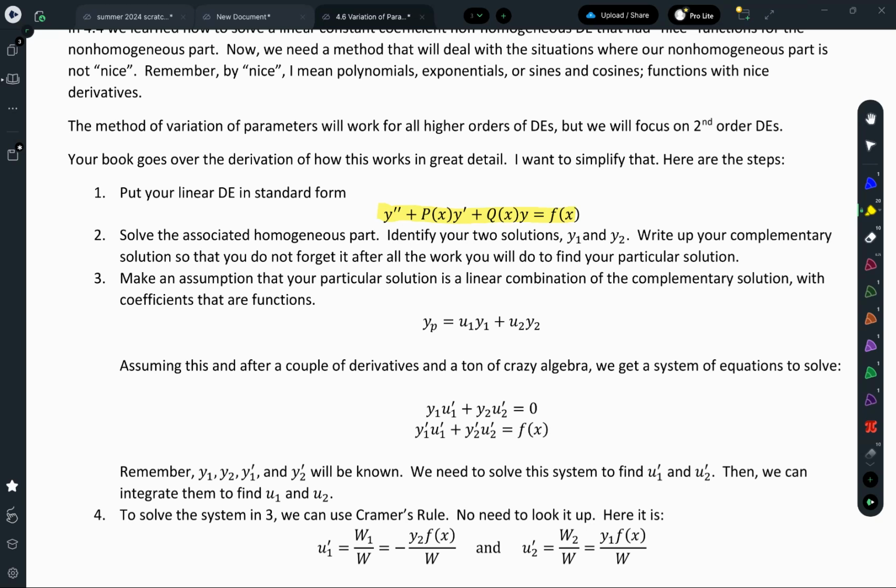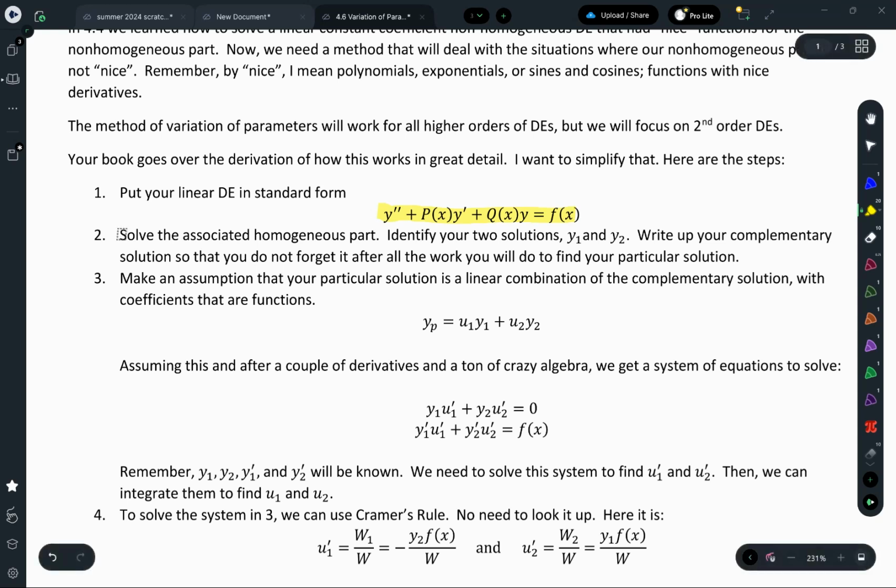We say that the coefficient in front of y prime is p of x, and the coefficient of y is q of x, and on the right-hand side, that's going to be f of x. What we call these names doesn't really matter a whole lot. It's their placement, okay?